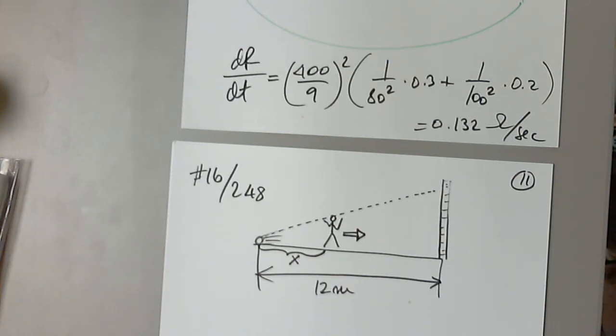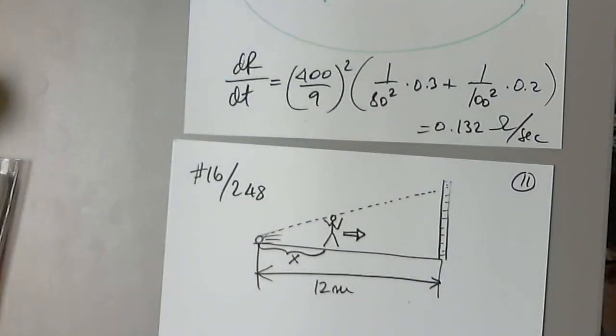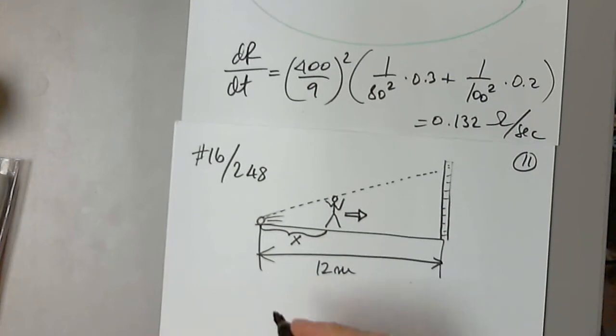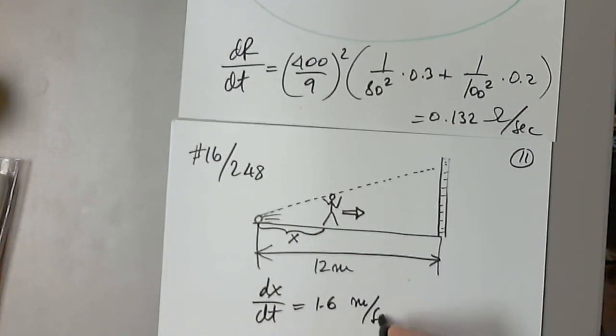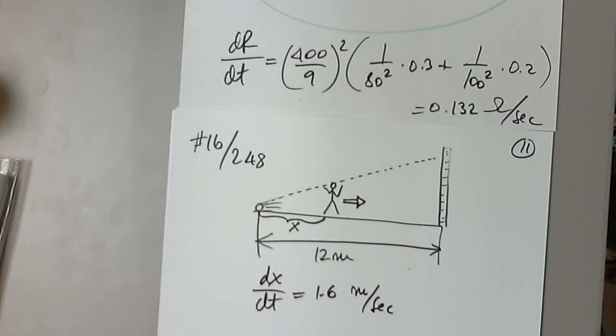What is the rate for this man? dx by dt. Excellent, very good. So towards the building at a speed of 1.6 meters per second. So that's exactly it. Indeed, dx over dt equals 1.6 meters per second. Great job. Let's read on.